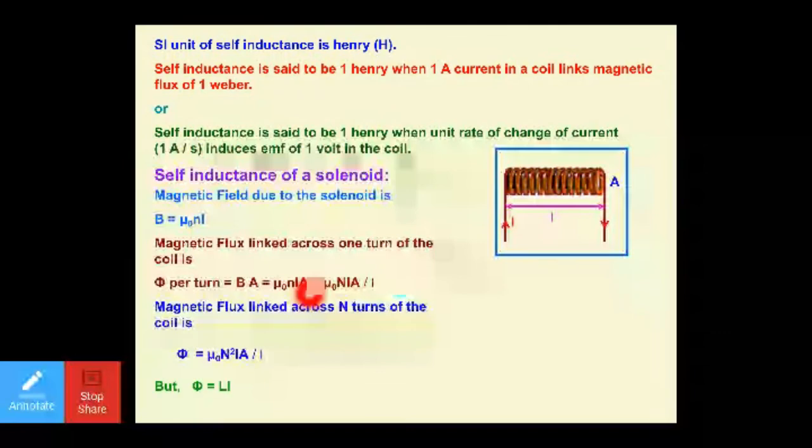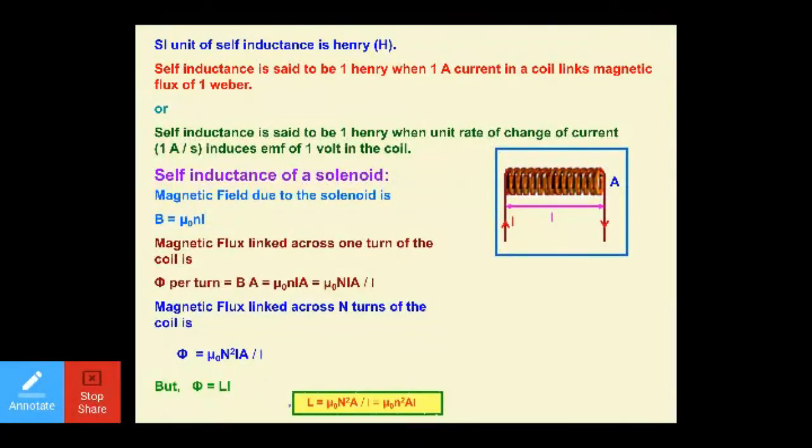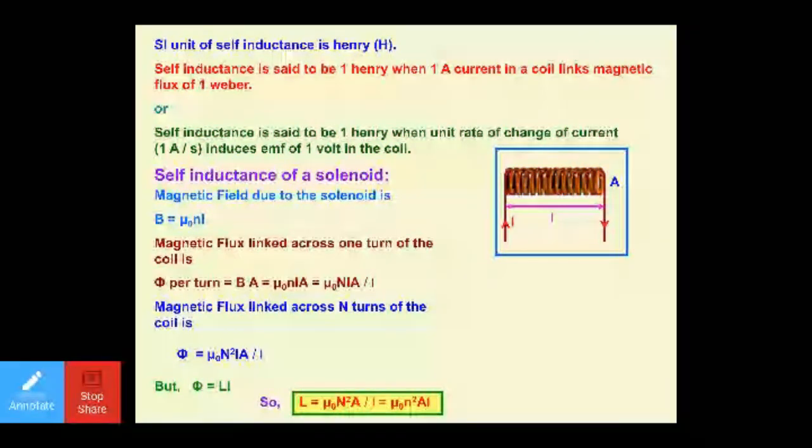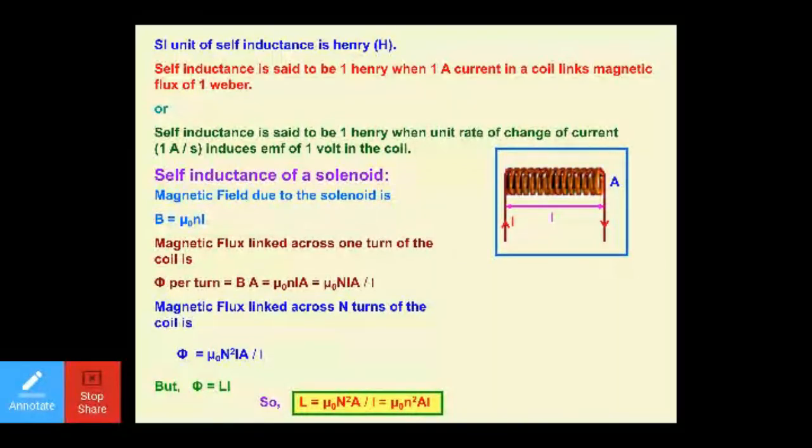You already know, you'll be replacing here the value from these two expressions. You'll place here the value, right? So phi is equal to Li, I and I will cancel. So L is equal to mu naught N square A by l, or you can write mu naught N square A into l. So these are the expressions which we will be getting.